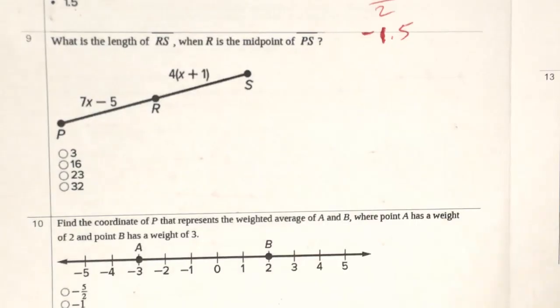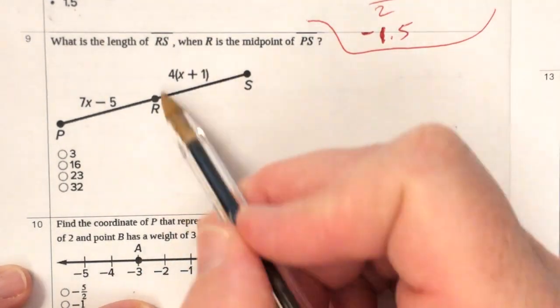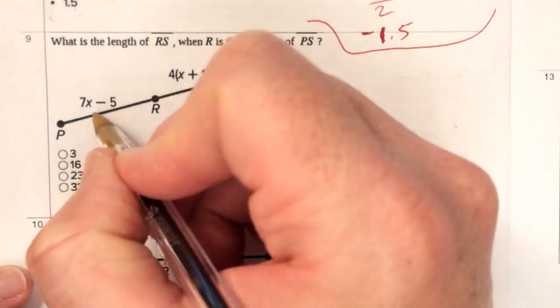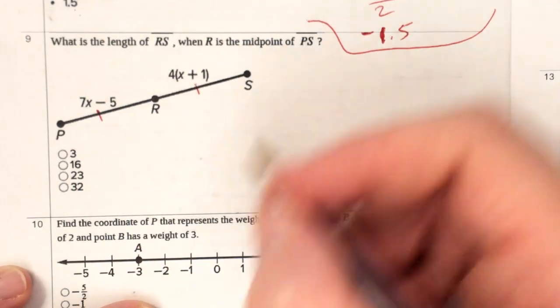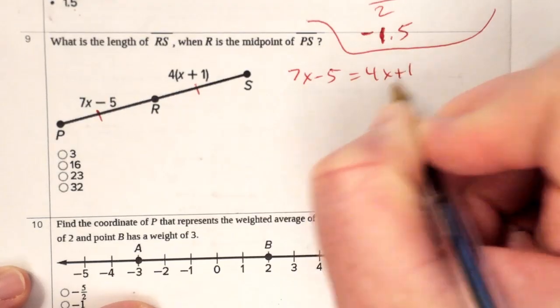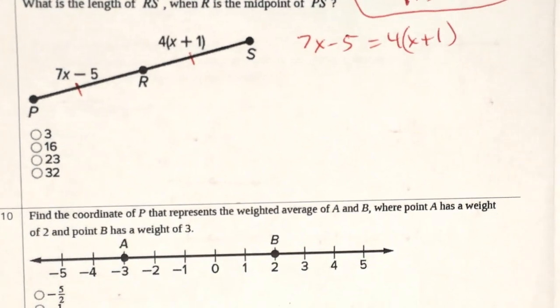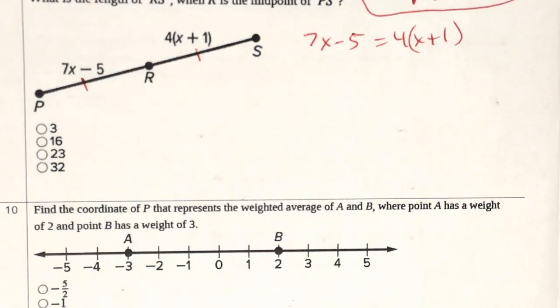All right, number 9. For number 9, they said that R is the midpoint of this. That means that the left side is equal to the right side. So 7x minus 5 is equal to 4x plus 1, but that's in parentheses. All right, what I want you to do is pause the video and solve for x.